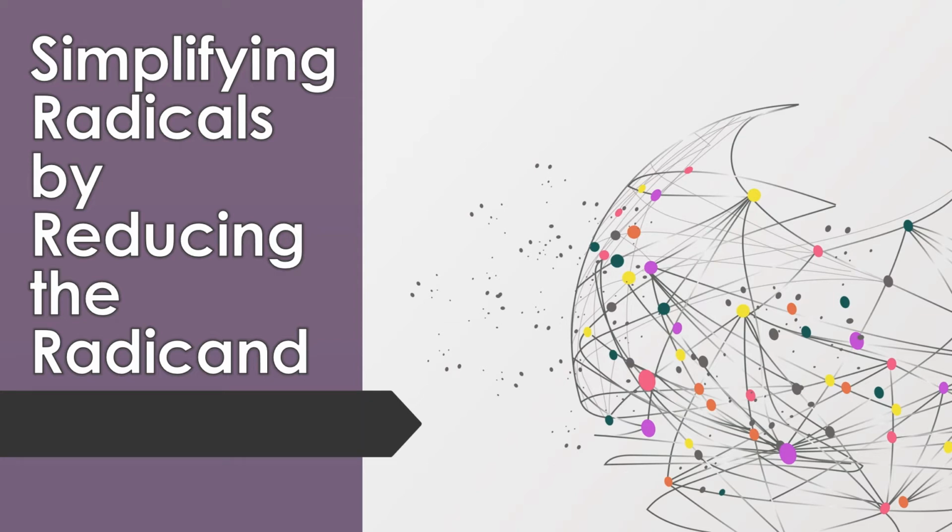Hi! Today we will learn about simplifying radicals by reducing the radicand. We also call it removing perfect nth powers.